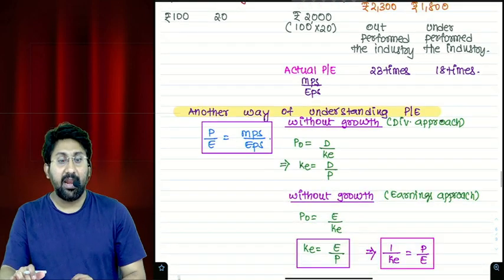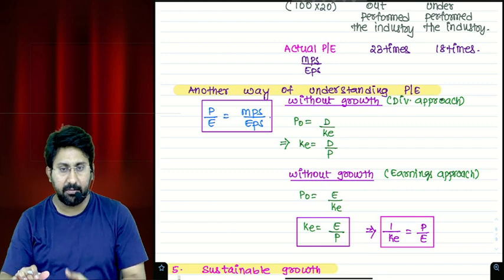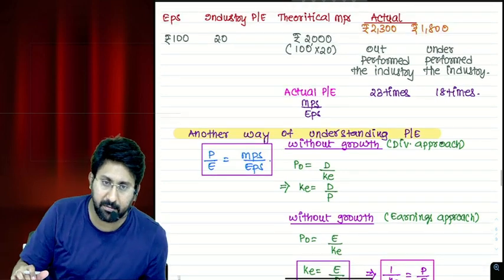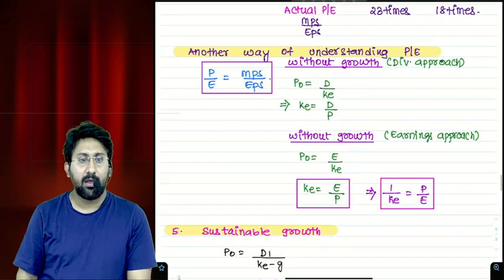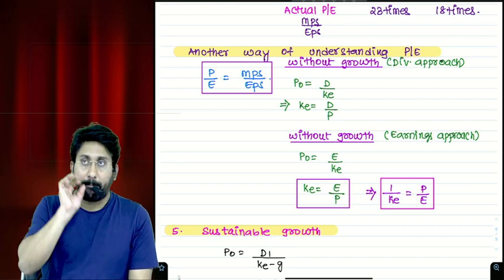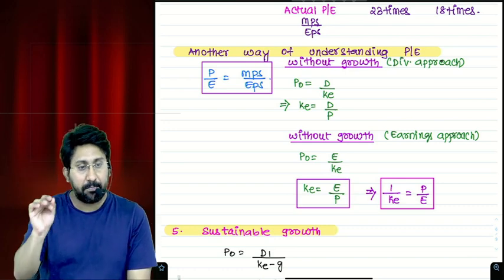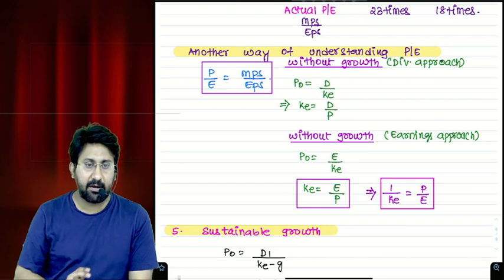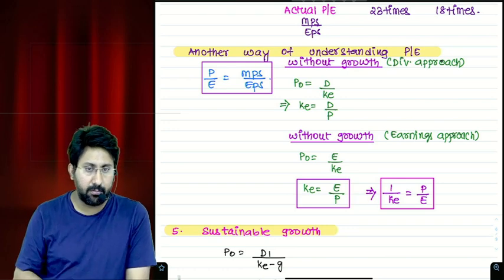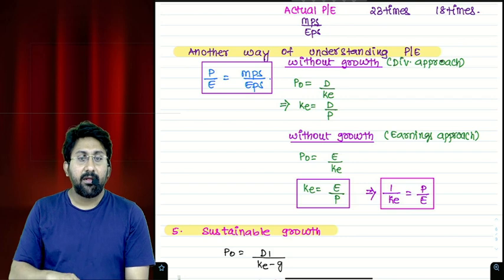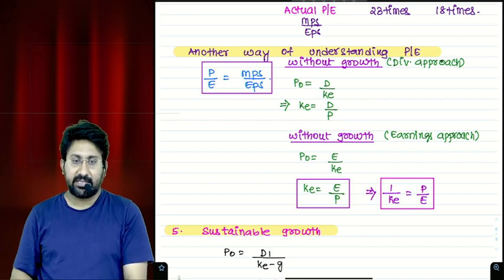Next, another way of understanding the PE multiple. See here. PE equals, P means MPS, E means EPS. MPS by EPS will be equal to the PE ratio, the number of times we will analyze. Now let us see the right side part.